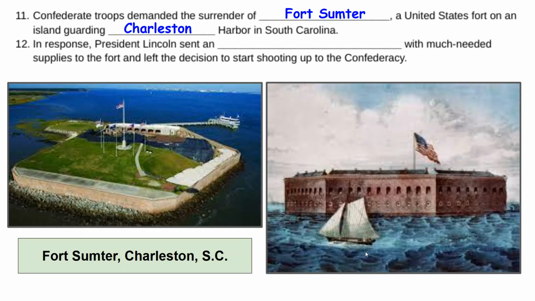So in response to this attack, President Lincoln sent an unarmed expedition with much-needed supplies to the fort. And as they tried to approach, they were attacked. Okay, that's just kind of as simple as it was. And they had to make a decision. If they were being shot at, they needed to start protecting themselves, and they started shooting at the Confederates. And nevertheless, this is how the war begins.